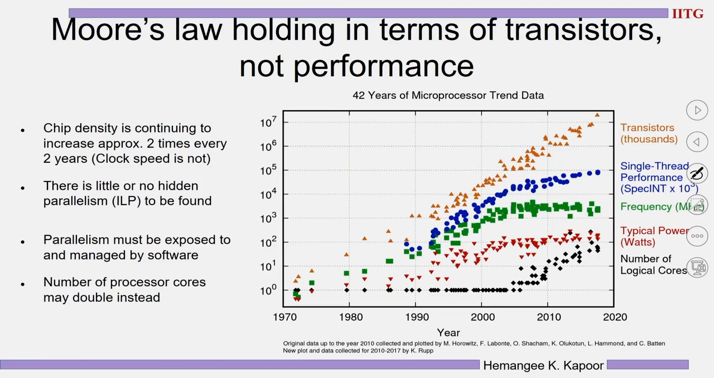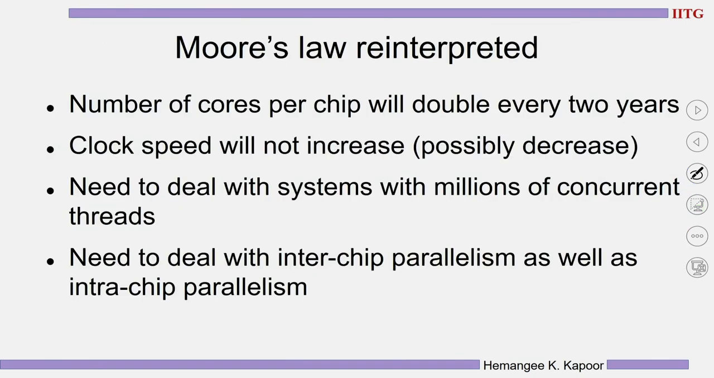So here, the number of transistors is this top line. The number of transistors is increasing steadily, and with the multi-core revolution, we'll now be able to catch up, with the number of logical cores increasing at the same rate as the transistors. So we will be able to catch up with the transistor increase.